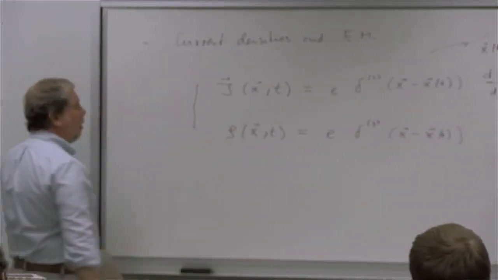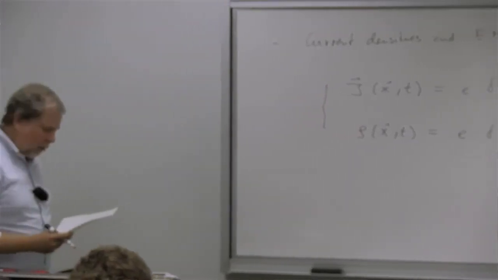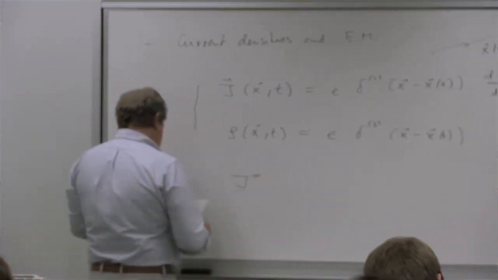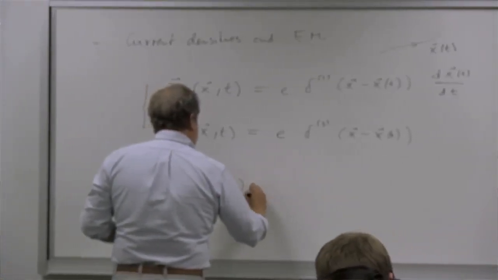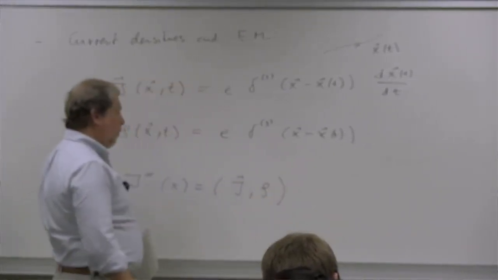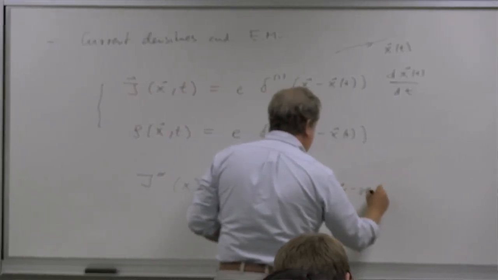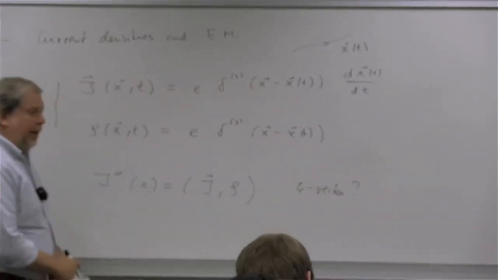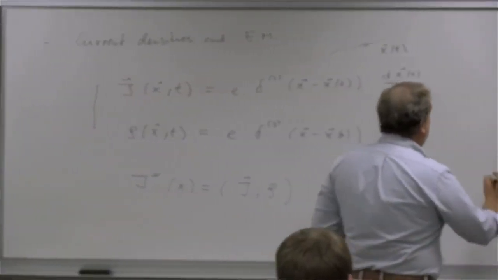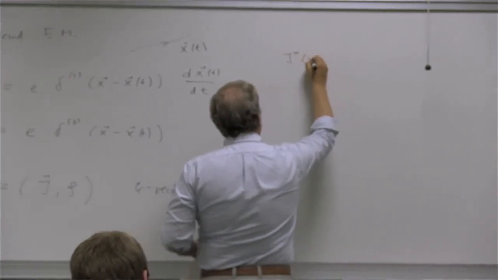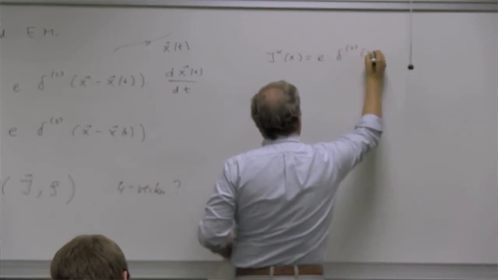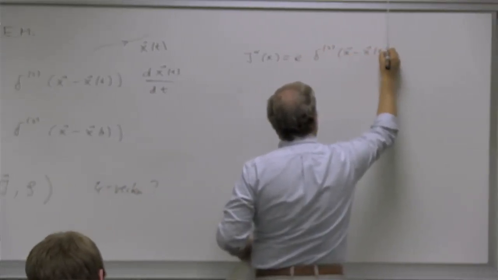So these are the four entities that describe an electromagnetic current, which suggests that we group them together into a J alpha, which depends on x, whose components are the J and the rho. And so this is a 4-vector, possibly. So if we group them together, then we have that J alpha of x is equal to E times delta 3 of x minus x of t.